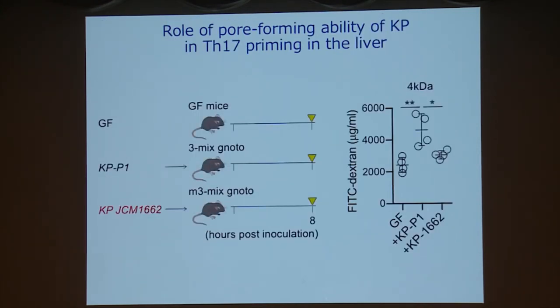To determine whether the in vitro epithelial pore-forming capacity correlates to the in vivo barrier disruption, we performed FITC-dextran leakage analysis. In mice inoculated with a single epithelial pore-forming KP strain, 4-kilodalton FITC-dextran, but not 70-kilodalton FITC-dextran, leaked to the systemic circulation, indicating the presence of barrier disruption that allows the penetration of small particles into the mucosa. Of note, the increased leakage was not detected in mice inoculated with a non-pore-forming Klebsiella pneumoniae strain, JCM1662, suggesting that epithelial pore-forming capacity contributes to the in vivo barrier disruption.